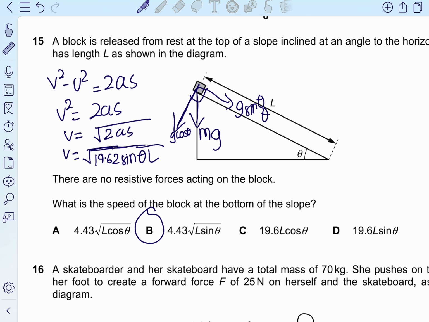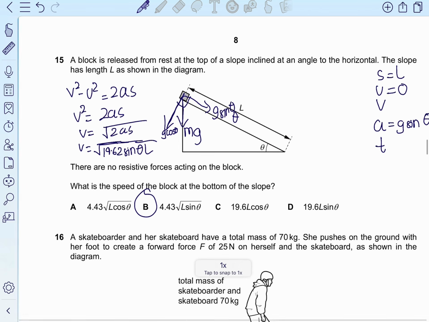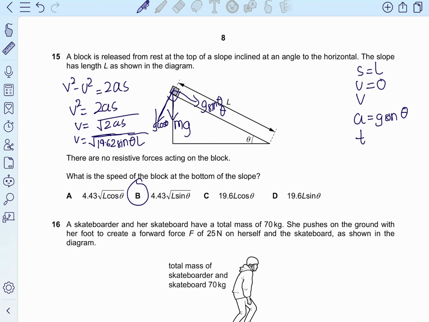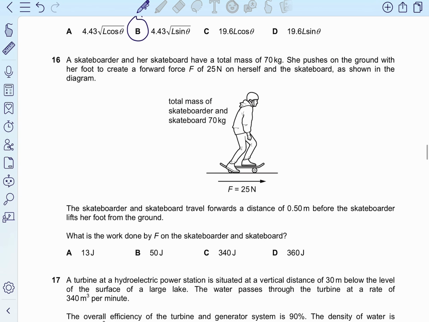Now, because I don't see the option, I will just take 19.62 outside by square rooting it. That will give me 4.43, and L sine theta remains inside. I hope that is clear. 15b. Now question number 16.